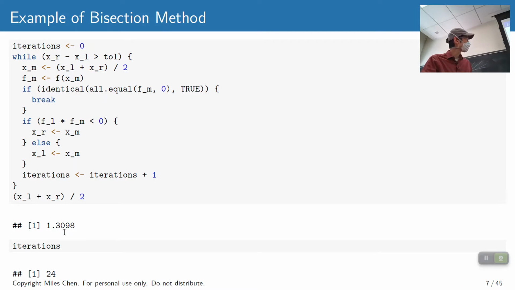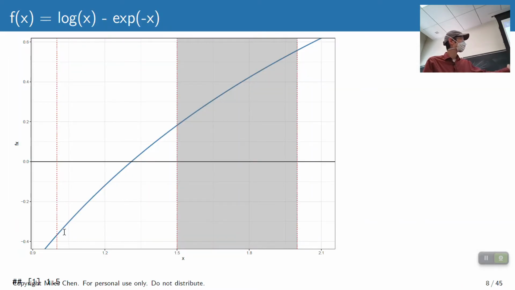Just to illustrate what this looks like as far as pictures go, and it's not necessary to draw this picture for the algorithm to run, but just so you can see how it works, this is what the function looks like from 1 to 2. We have a root somewhere around 1.3098, but I start off from 1 to 2. f at 2 is positive, f at 1 is negative. I calculate the midpoint, which is 1.5. f at 1.5 is positive, so I'm going to throw away the right-hand side because this is positive. Positive, we want to make sure we have opposite signs.